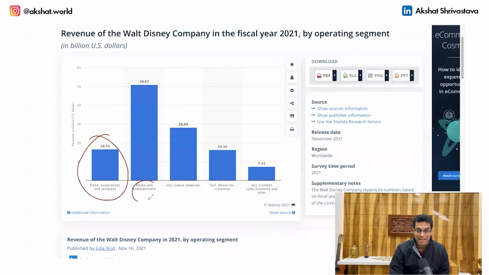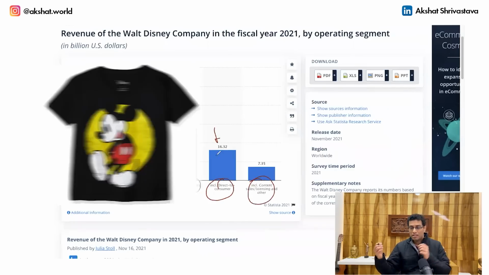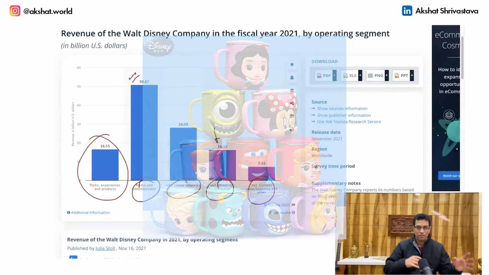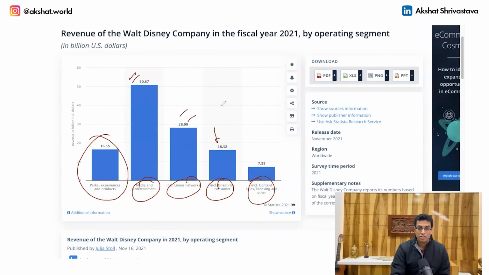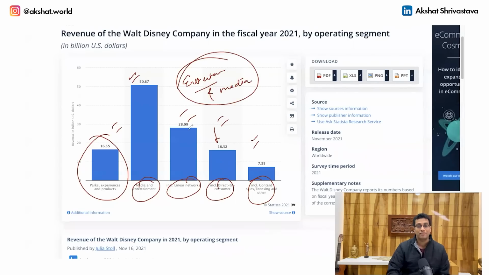Then we have media and entertainment. Disney comes out with a bunch of movies, a bunch of TV shows, and makes a lot of money. This is its massive revenue stream. Then it is also operational in D2C merchandising. For example, it sells Disney t-shirts, Disney cups, and a bunch of different things. So there are a bunch of different industries where it is operational. If you have to define it in one word, it will be the entertainment and media industry, right? That is how you will define it.